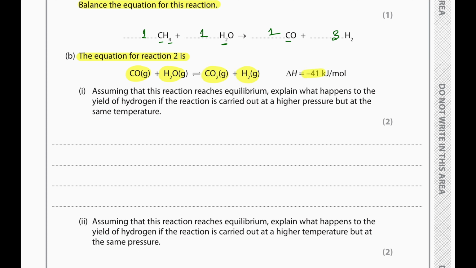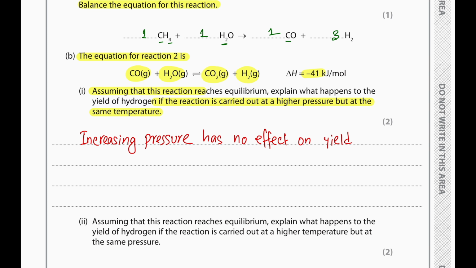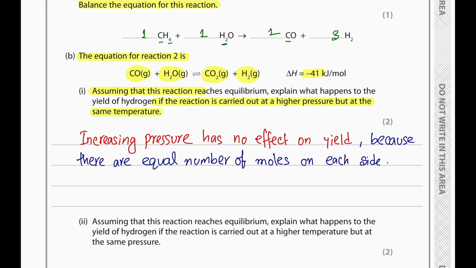ΔH of this particular reaction is negative 41 kJ per mole. Assuming that this reaction reaches equilibrium, explain what happens to the yield of hydrogen if the reaction is carried out at a higher pressure but at the same temperature. If we look at this equation, there are 2 moles of reactant on the left-hand side and 2 moles of product on the right-hand side. So increasing pressure has no effect on the yield because there are equal numbers of moles on each side.